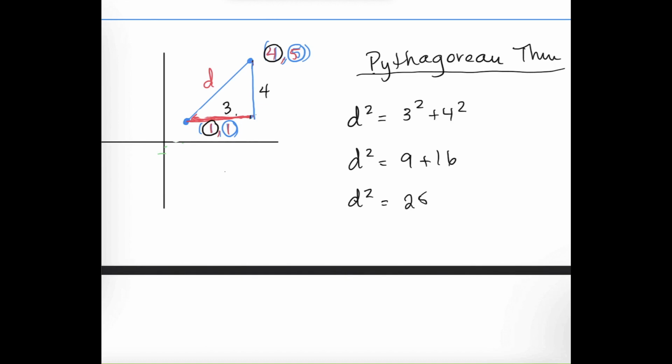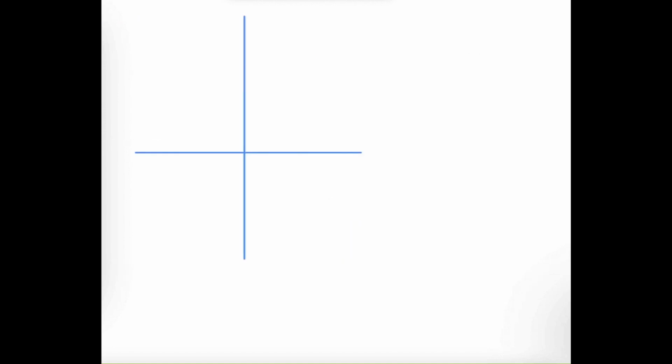And then when I take the square root of both sides, generally speaking, I have to consider the plus or minus. But because of the fact I'm looking at the length of the side of a triangle, I'm only going to take that positive solution. So the length of that hypotenuse side, or the distance between those two points, is 5 units. So now let's generalize that process.